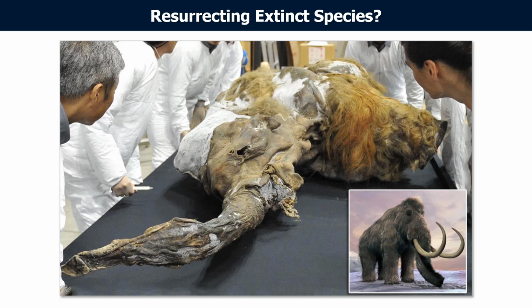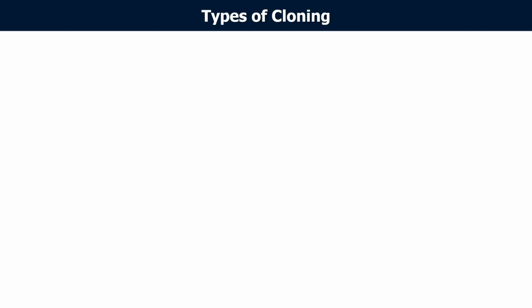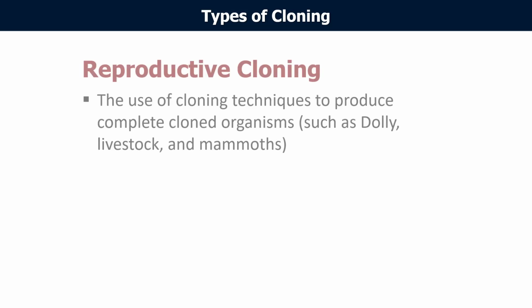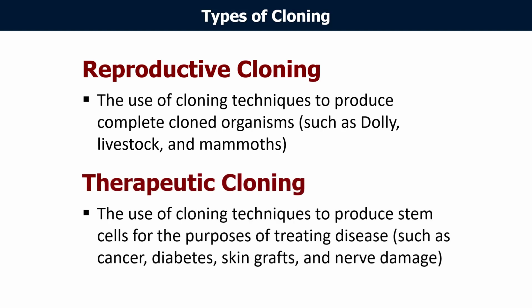So some interesting stuff. And so finally, what that does is that tells us there's two types of cloning we could think about. There's what's called reproductive cloning. That's what we've just been discussing. The use of cloning techniques to produce complete adult cloned organisms, such as Dolly, or certain livestock animals or mammoths, something like that. And then there is therapeutic cloning.